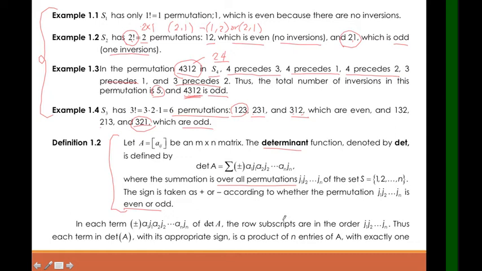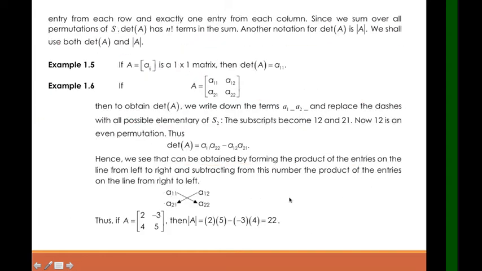Thus, each term in det A with its appropriate sign is a product of n entries of A, which exactly has 1 entry from each row and exactly 1 entry from each column. Since we sum over all permutations of S, det A has n factorial terms in the sum. Another notation for det A is the absolute value bars of A, and this is also a representation for the determinant of A. We shall use both det A and the representation with absolute value bars.